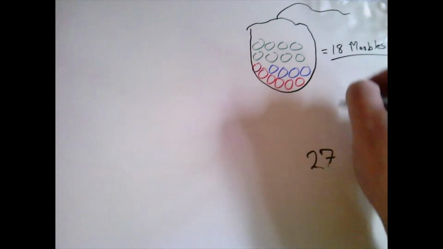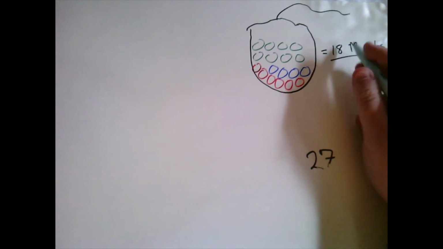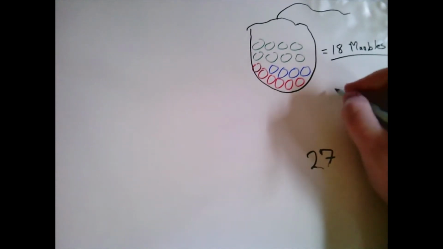And we need to increase to 27. So in some way, you can think this is 27 minus 18. That's 9. We're going to be adding 9 marbles.